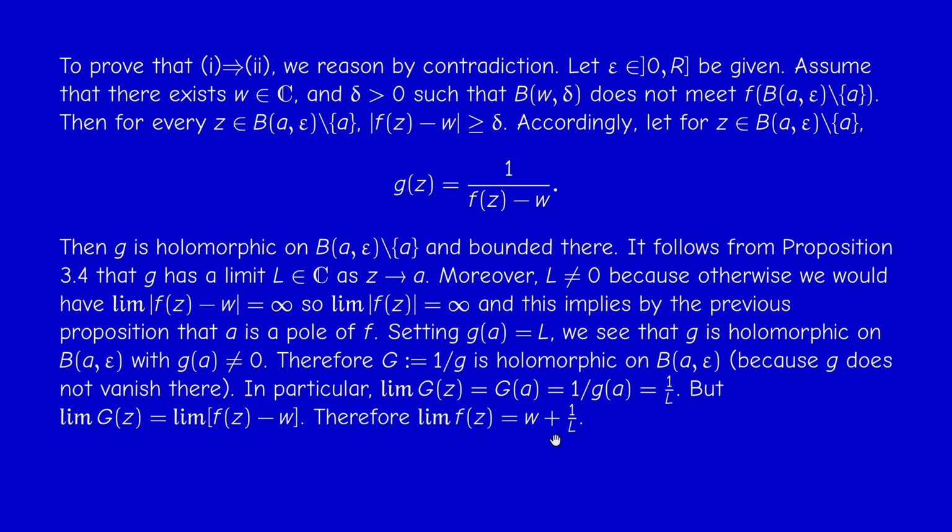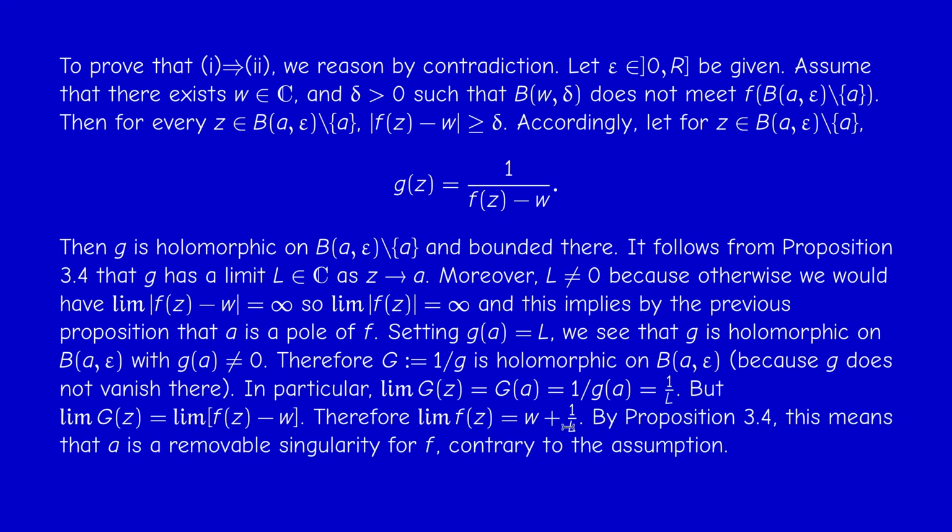Okay, and so what do I have here? If f(z) minus w converges to 1 over L, then f(z) tends to w plus 1 over L. Okay, and by proposition 3.4 about removable singularities, I conclude that a is a removable singularity, and this is once again a contradiction. Okay, so what was wrong actually? My assumption was wrong. So the negation is true, and this is just 1 implies 2.